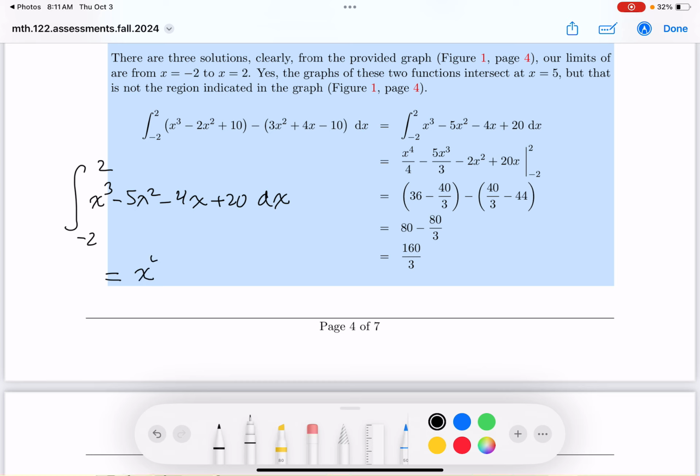This is going to be 4. That's going to be a 4. Minus 5x cubed over 3. This will be minus 4x squared over 2, and then you get 20x. Limits of integration going from minus 2 to 2.